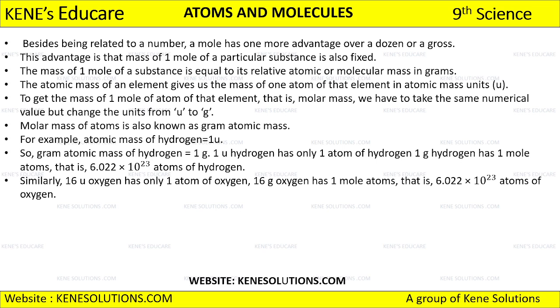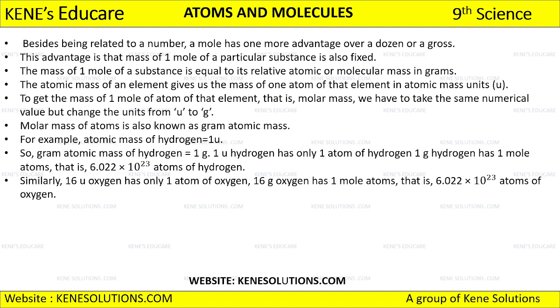Okay, see, besides being related to number, a mole has one more advantage over a dozen or a gross. We know a dozen is equal to 12 numbers and a gross is equal to 144 numbers, right? But there is an advantage with respect to this mole, and the advantage is that the mass of 1 mole of a particular substance is also fixed, right? So the mass of 1 mole of a substance will be equal to its relative atomic or molecular mass in grams.